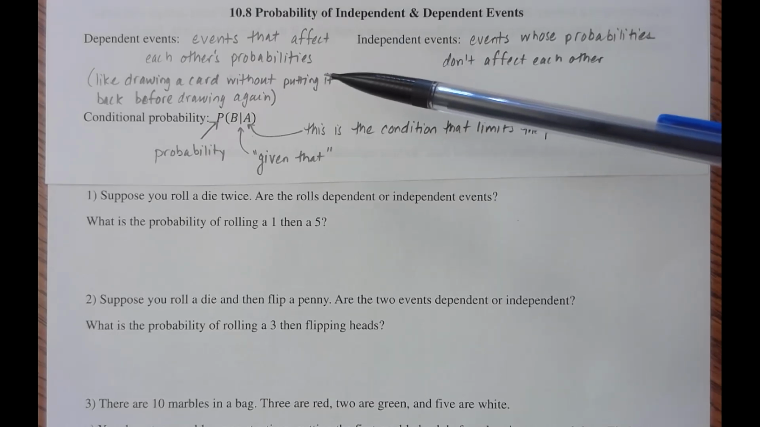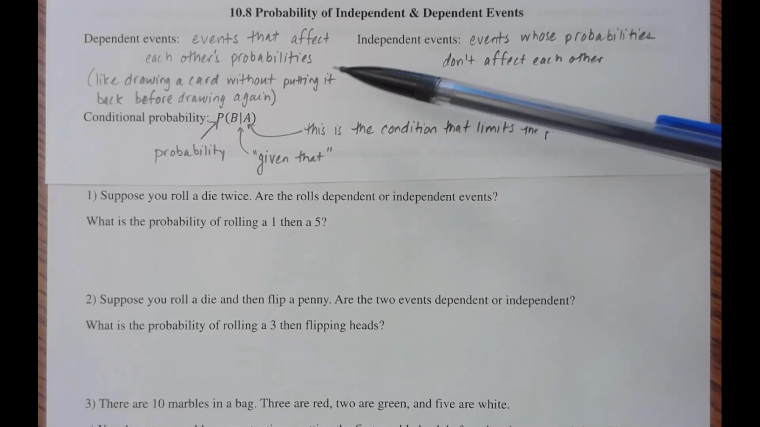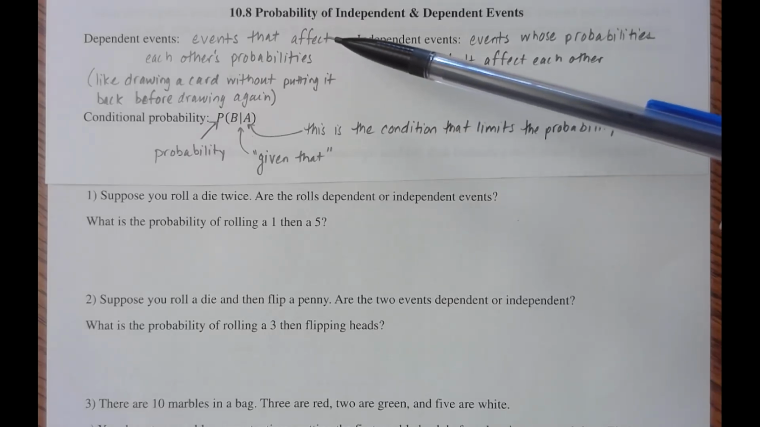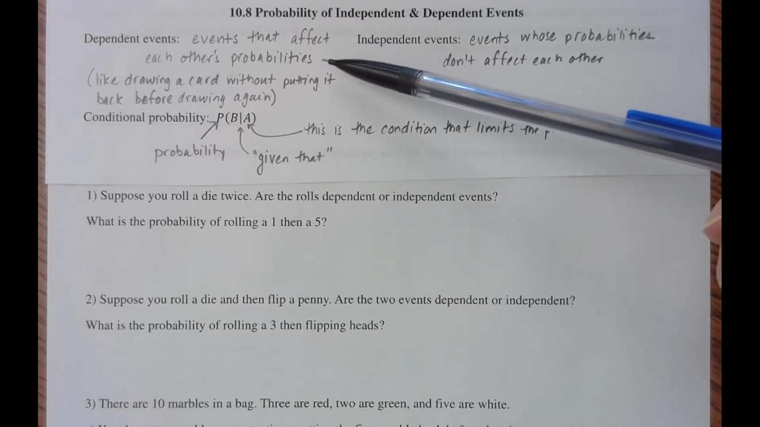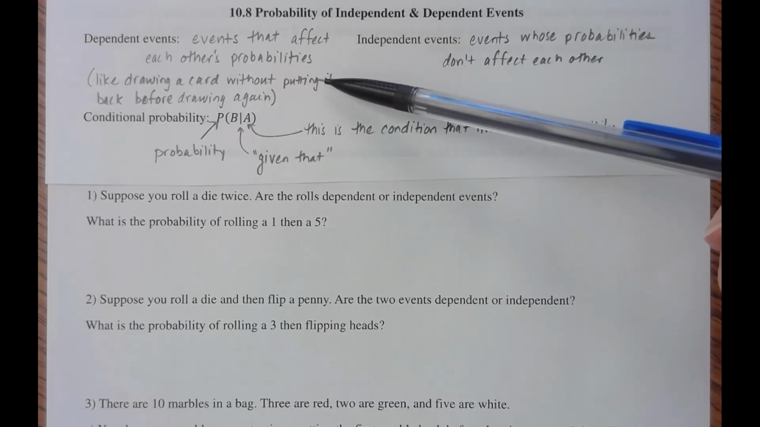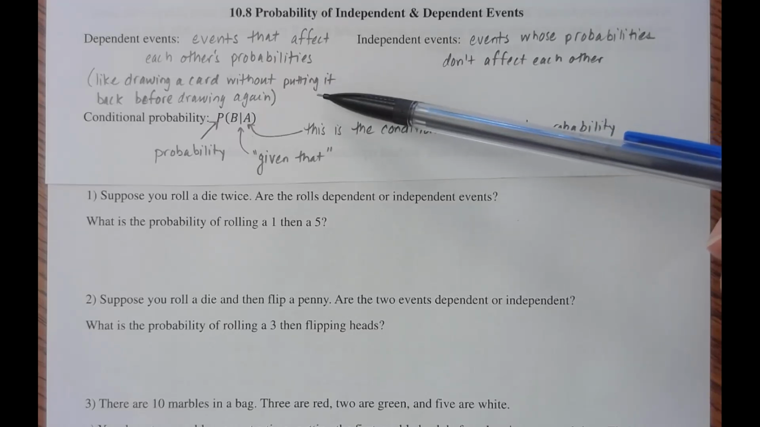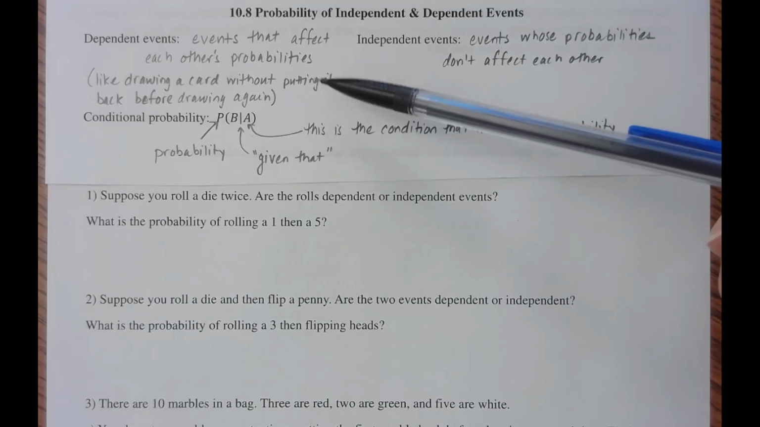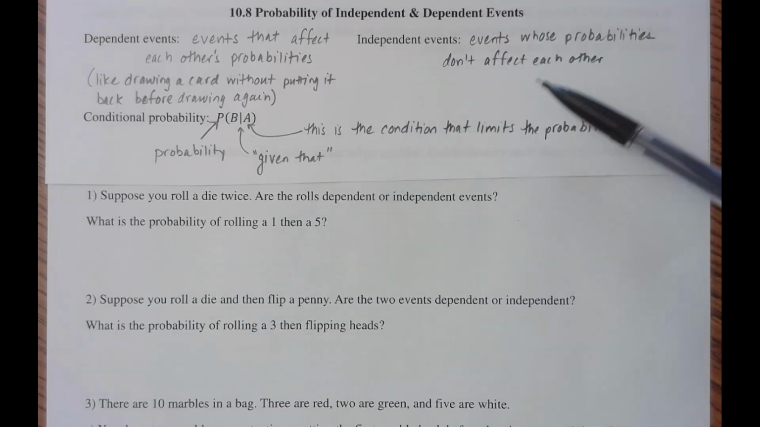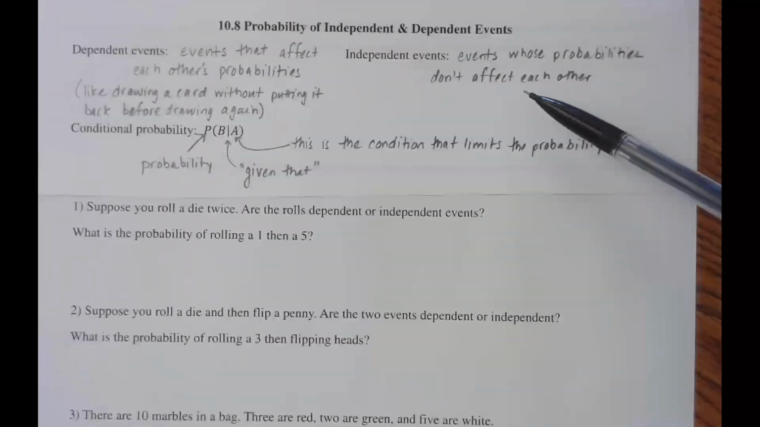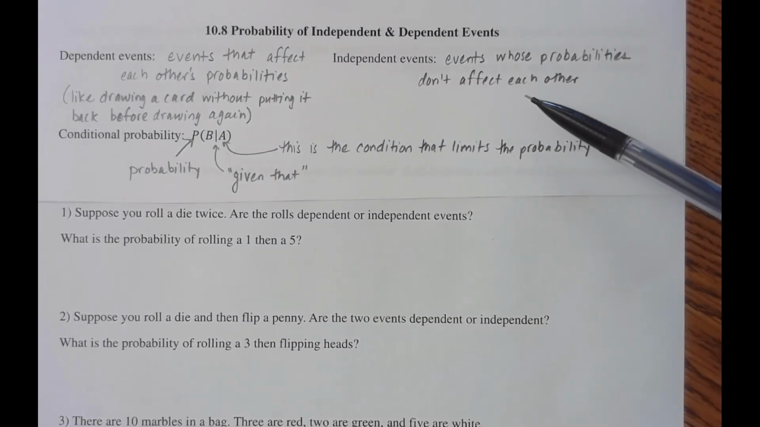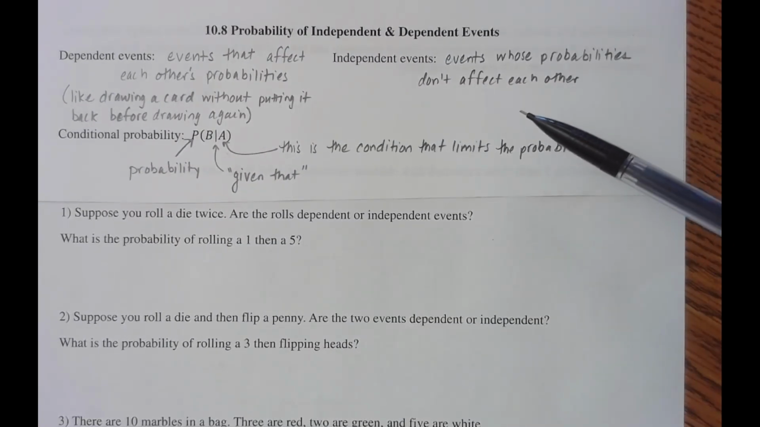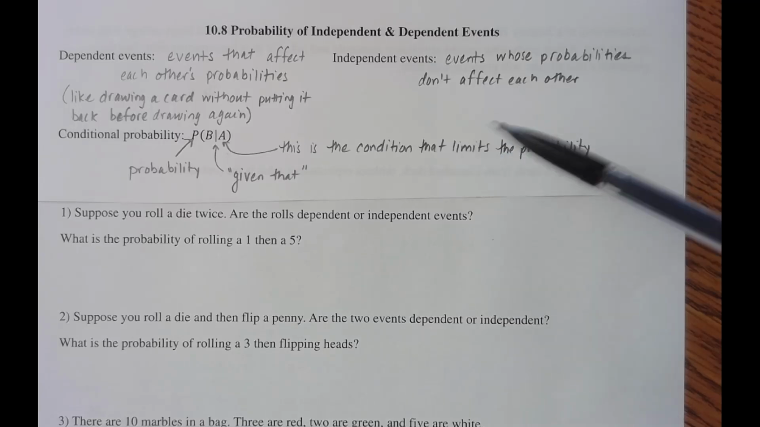For example, if you were drawing two cards out of a deck one at a time, the probability when you draw the first one would be out of 52 total number of cards. But if you don't put it back, the probability for the second card you draw is only out of 51. So those are dependent events. What happens the first time has an effect on the second time. Independent events are multiple events whose probabilities are completely independent of each other. They have no effect on what happens each time.